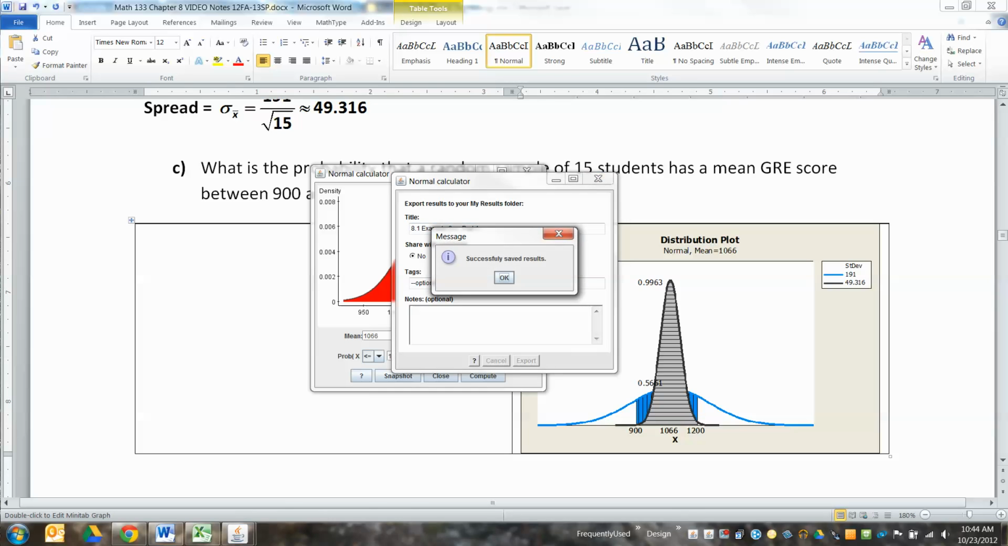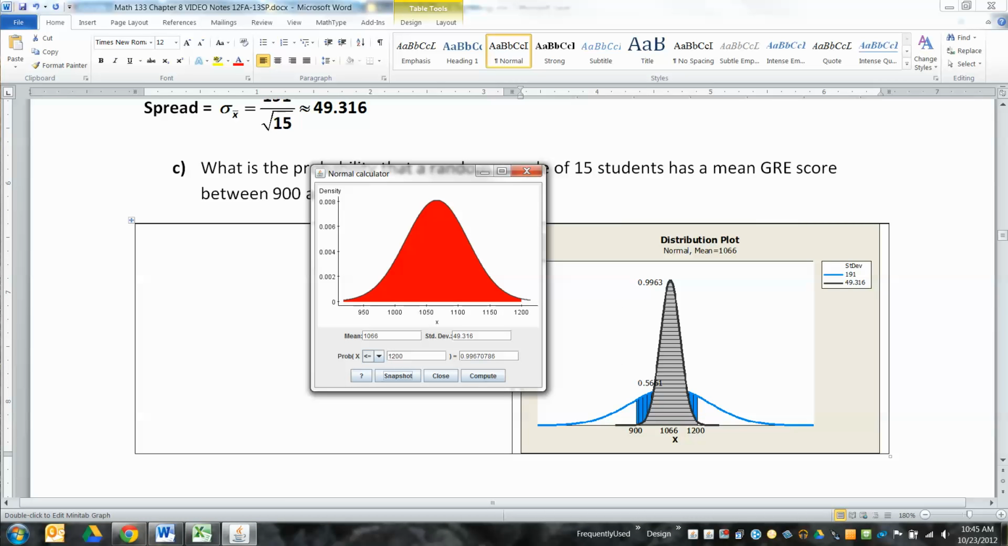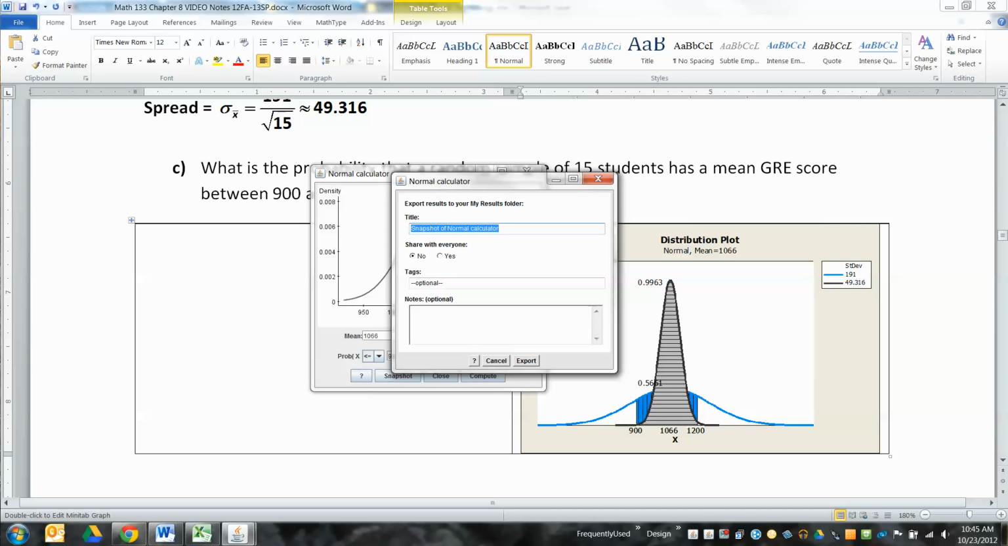And then we're going to do it again, okay, with 900. Compute. See? 900 is so far over here. It's such a little bit of the tail, see? That it basically says it's 0.00038. It's scientific notation. It's really small. So compute. I'm going to take a snapshot. This is 8.1 example 2C part 2. Export.